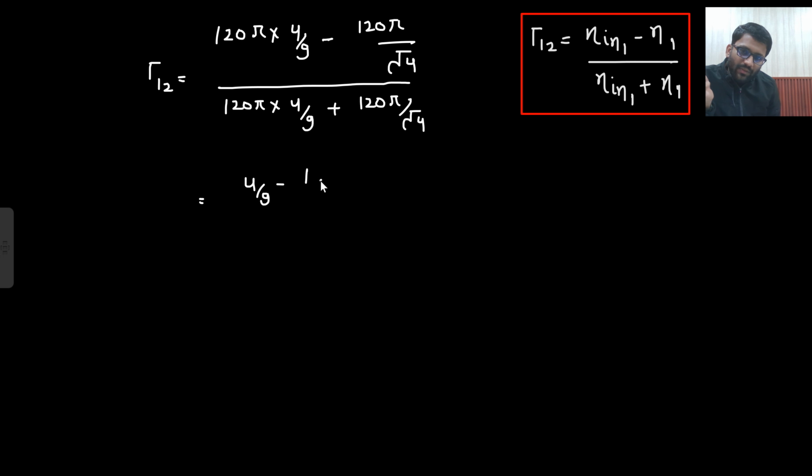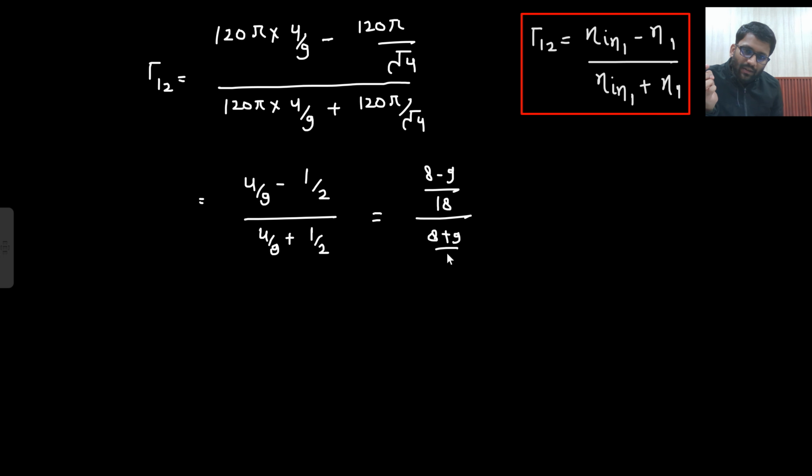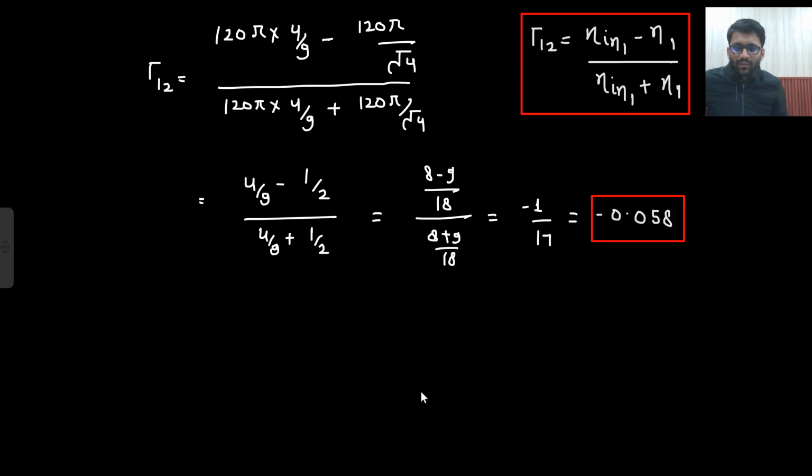Four by 9 minus 1 by 2, divided by 4 by 9 plus 1 by 2. So 18... 8 minus 9, 8 plus 9 by 18, that is minus 1 by 17. What is the answer? 1 by 17. So that is coming out to be minus 0.058. So this is the answer for gamma 1 2. Okay, this is your gamma 1 2.